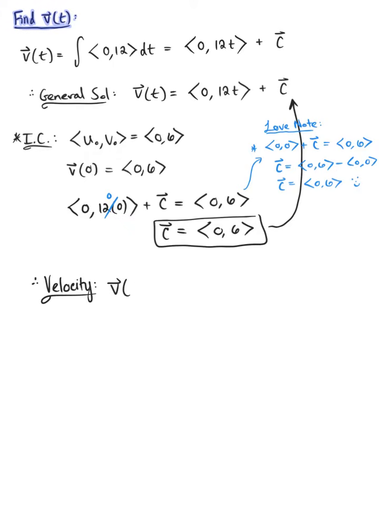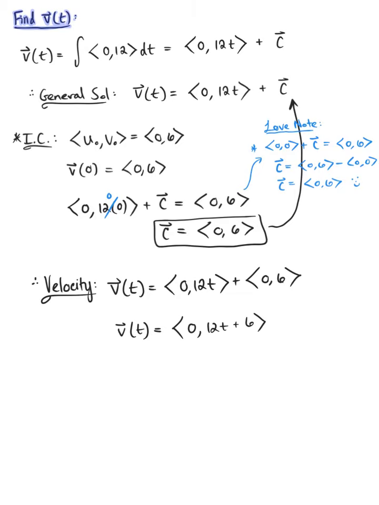is vector v of t, and this is equal to the antiderivative 0, 12t plus the vector 0, 6. And we want to simplify. We want to combine the like terms here. So combining these up, our beautiful final answer for this velocity vector, 0 plus 0 is 0, 12t plus 6, simply 12t plus 6. So there you have it. This is the velocity vector.